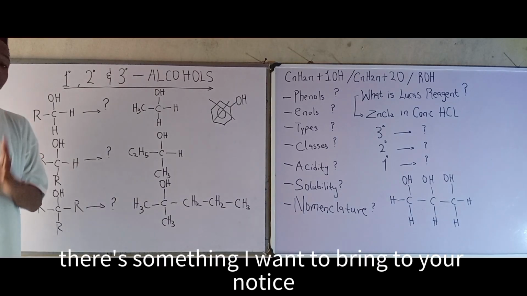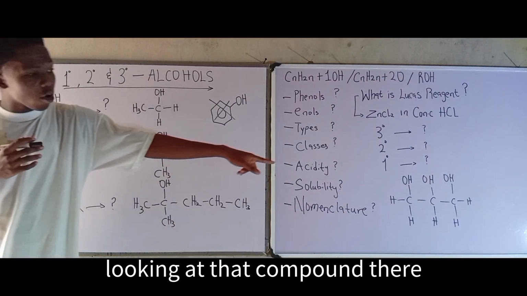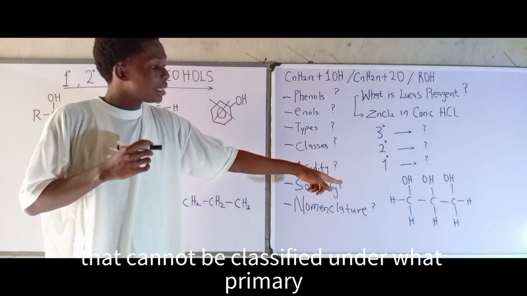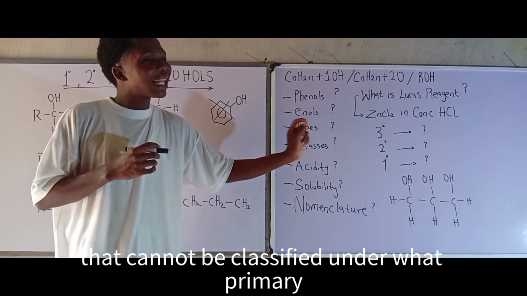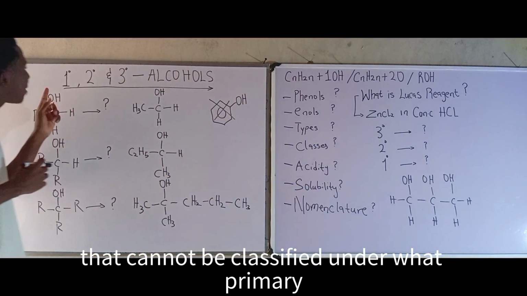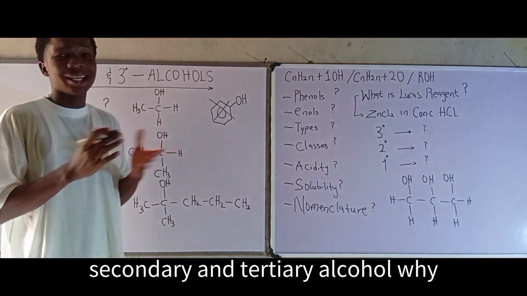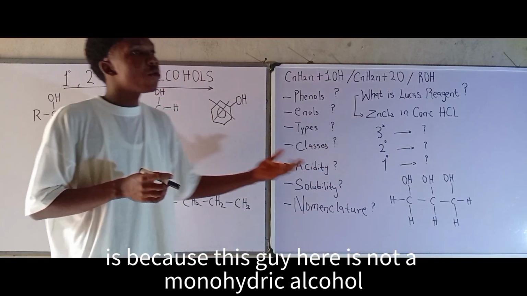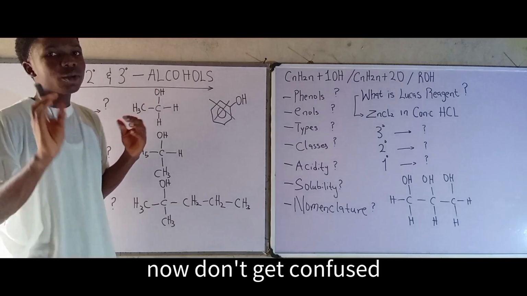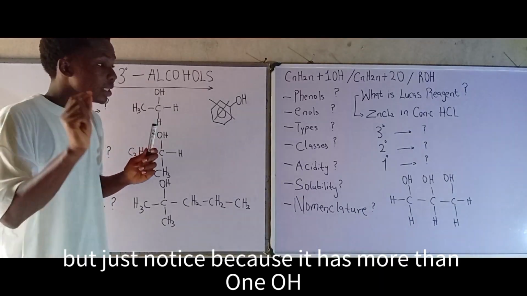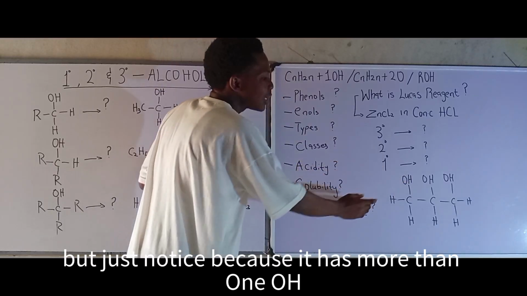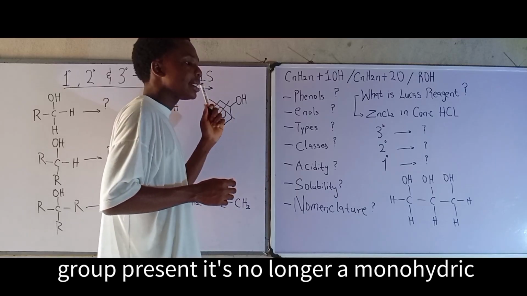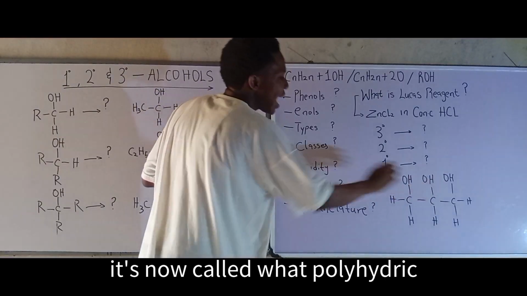Okay, there's something I want to bring to your notice. Looking at that compound there, the one in the bottom right, that cannot be classified under primary, secondary and tertiary alcohol. Why? It's because this one here is not a monohydric alcohol. Now don't get confused, but just note it. Because it has more than one OH group present, it's no longer monohydric. It's now called polyhydric.